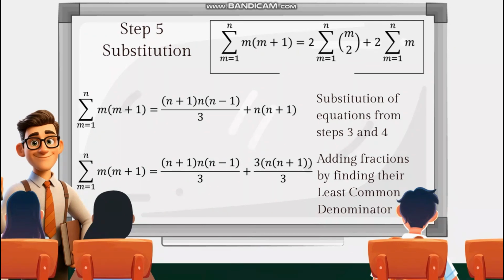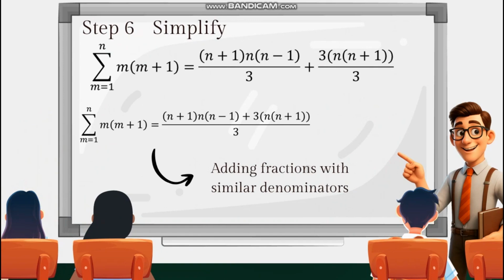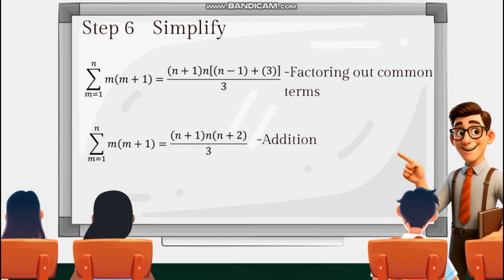By doing so, we now have the summation of m times the quantity m plus 1 is equal to the quantity n plus 1 times n times the quantity n minus 1 all over 3 plus 3 times the quantity n times n plus 1 all over 3. Next is to simplify the equation. Since both terms have a denominator of 3, we can now combine or add their numerators, giving us the equation: the summation of m times the quantity m plus 1 from 1 to n is equal to the quantity n plus 1 times n times the quantity n minus 1 plus 3 times the quantity n times n plus 1 all over 3. As you can see, we can still use factoring in this situation because both have the quantity n plus 1 times n.